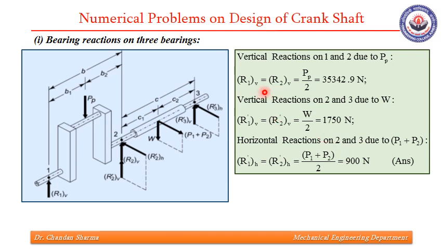If we need to calculate the resultant reaction, we can do so. The resultant reaction on bearing 1 will be R1V in the vertical plane, and R1H in the horizontal plane. So if we square R1V, add R1H square and take the root of the two reactions, then we'll get the resultant reaction on bearing 1. Similarly, we can do it for bearing 2 and bearing 3 also.